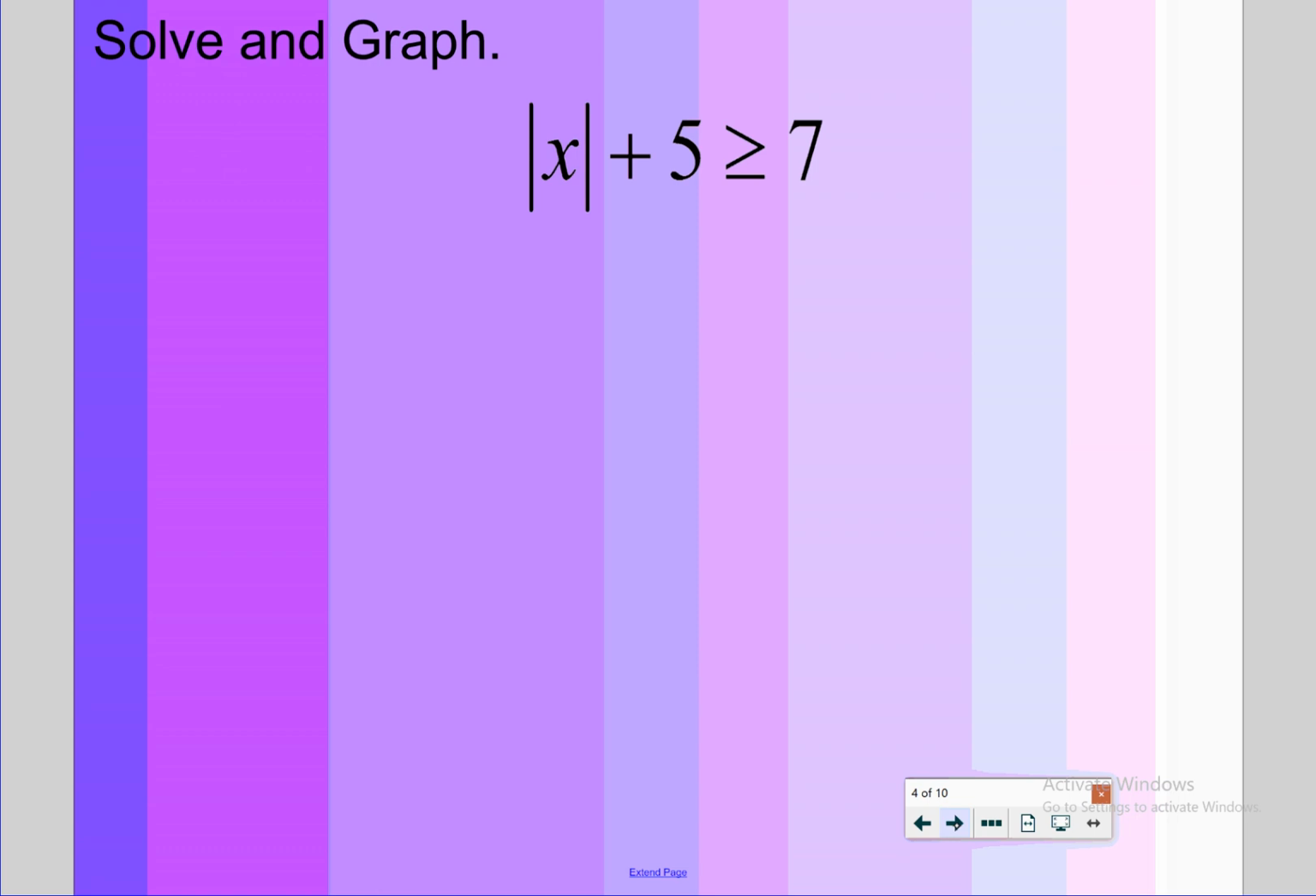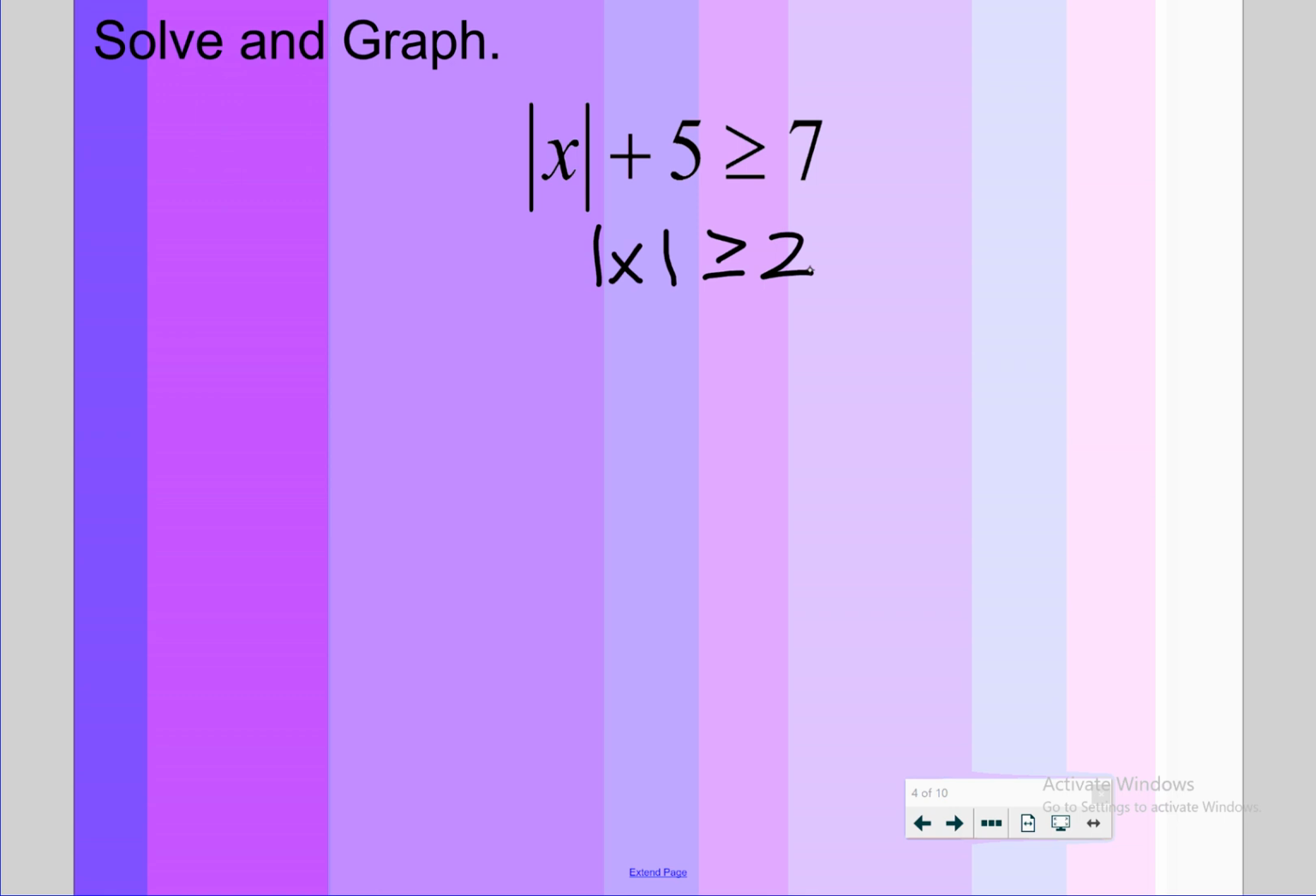All right, so let's try a problem. Let's see what these look like. So absolute value of x plus 5 is greater than or equal to 7. So like our equations, we're going to start by getting the absolute value alone. So in this problem, I just need to move the 5 over and make it a 2. So the absolute value is greater than or equal to 2. Remember, this means distance from 0 is greater than or equal to 2. So you can maybe start picturing what our answer is going to look like.